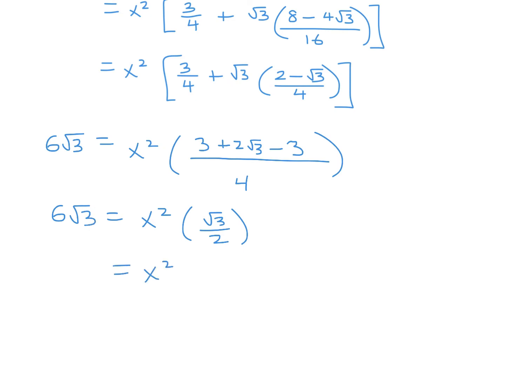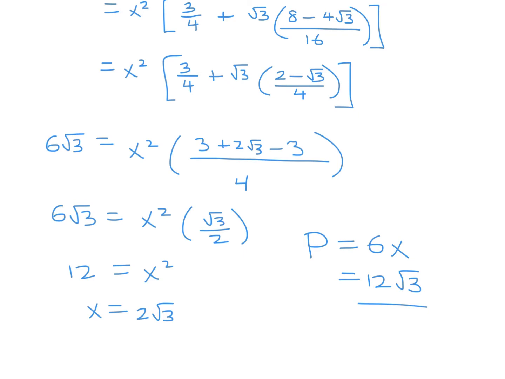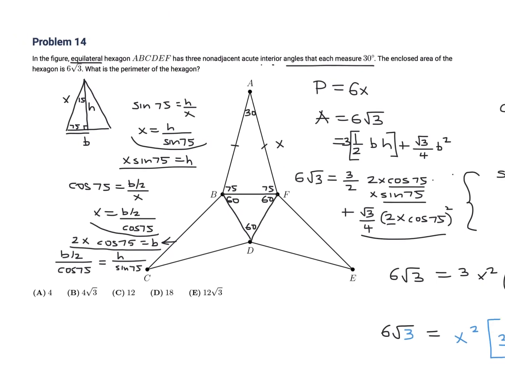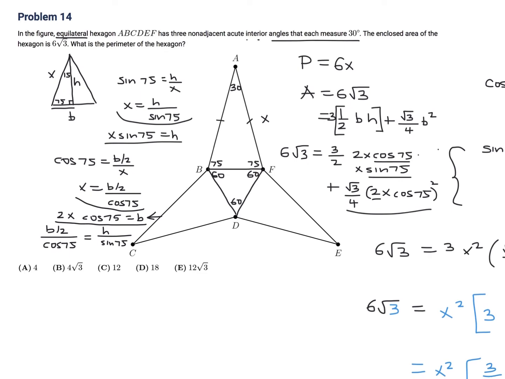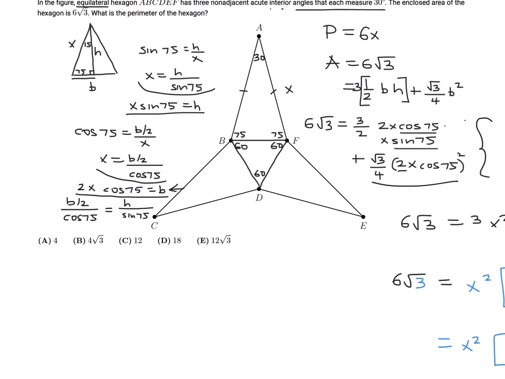Okay, so the root 3's are going to be gone on both sides, and then the 2 can come up here. Oh, great. X squared is 12. So that means x is what? The square root of 12, which is 2 root 3. And then to get the perimeter, we needed 6x. So that's going to be 12 root 3. Yeah, so 12 root 3 is the answer. And therefore, that would be, oh, where are the answer choices? Oh, they're down here. That's E for this question.